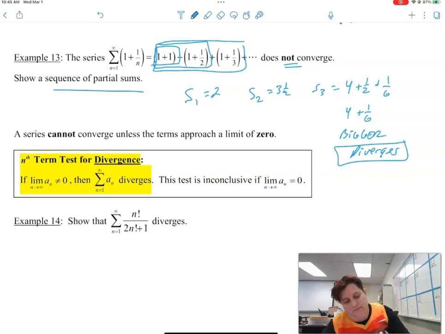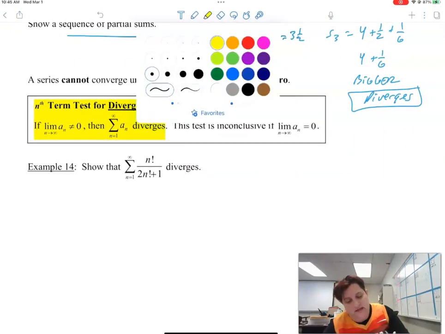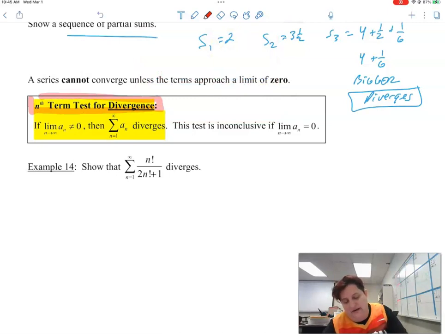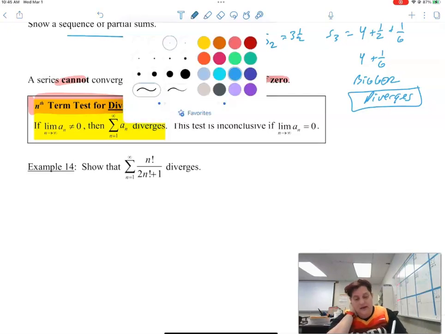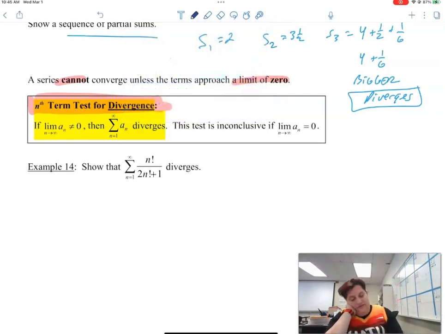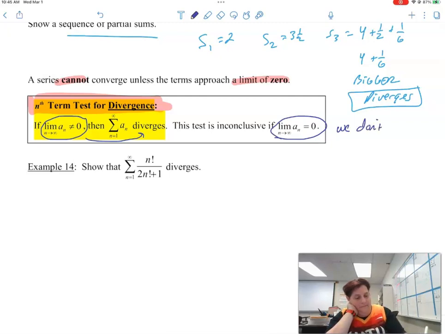Okay, so this is pretty important right here, and this is our first limit test. And you guys, we're going to have a ton of tests that we have to memorize. This is called the nth term test for divergence. Basically, it cannot converge unless it approaches a limit of 0. So if the limit as n approaches infinity does not equal 0, it definitely diverges. If it does equal 0, we don't know anything about it.